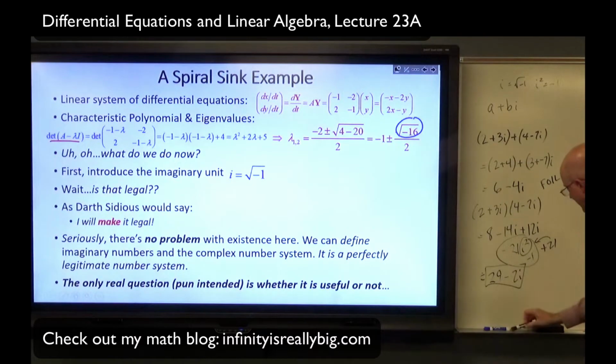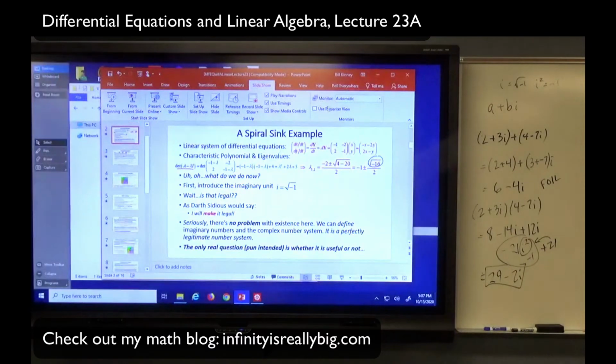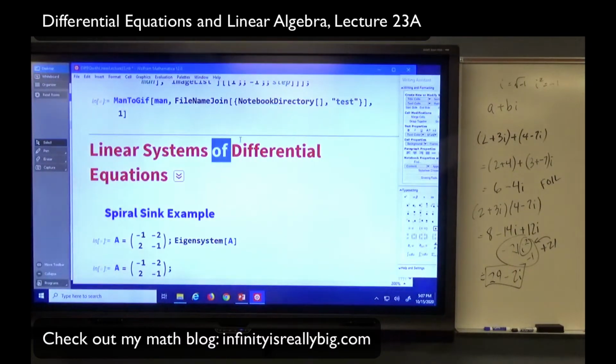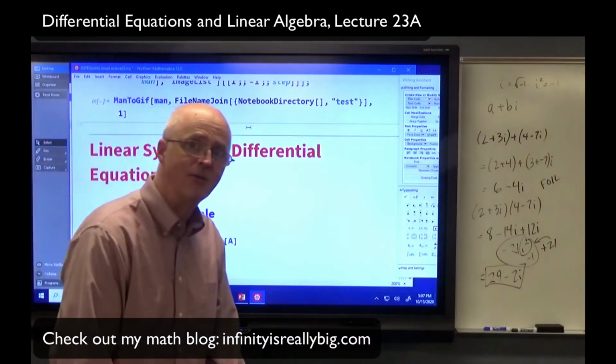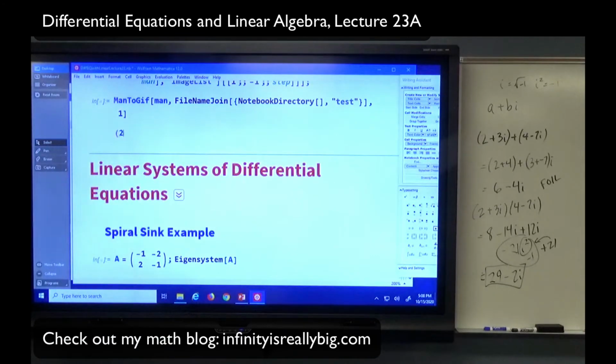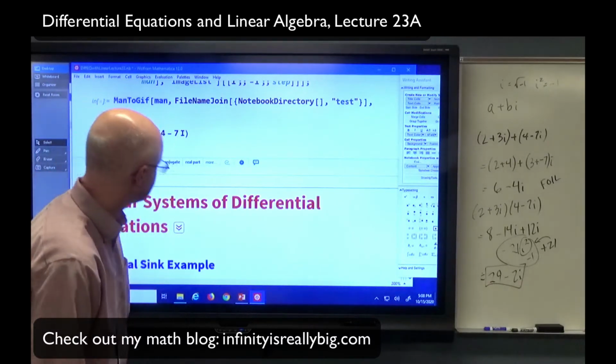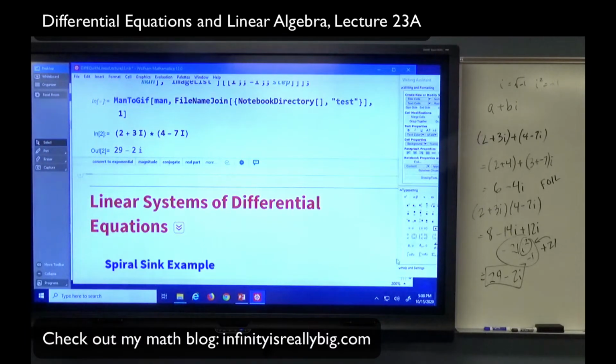Maybe we should use Mathematica quick to check and make sure I did not make a mistake. So how can I get it in Mathematica? I can use a capital I for the imaginary unit, little i. 2 plus 3 capital I, where capital I is the imaginary unit in Mathematica, times in parentheses 4 minus 7 I. 29 minus 2i, I got the right answer. Very happy about that. All right.